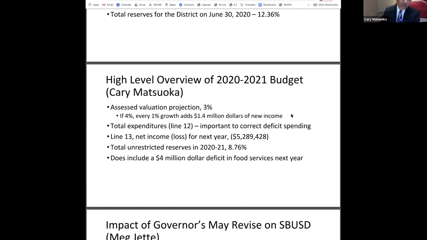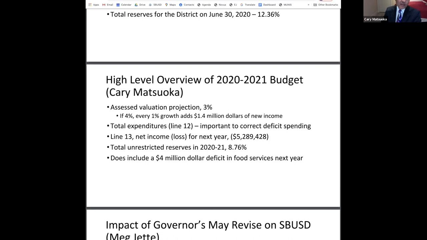It's important to know that assessed valuation is what we are going to count on. We've been operating with a 4% assessed valuation growth. Meg and I have talked about this for the last, honestly, month, and we're going to go with a 3% number. It's conservative. If the number comes in at 4%, when you get the accounting next November, the district will be able to add $1.4 million back to the income line. And in the new projection, we're actually going to start showing the assessed valuation percentage growth, because that's now the new number that's important to us.